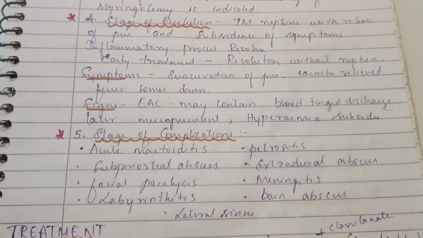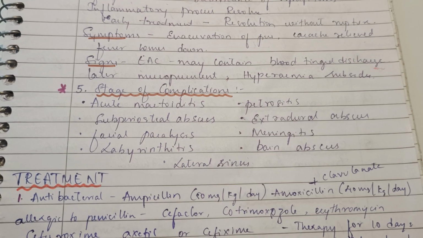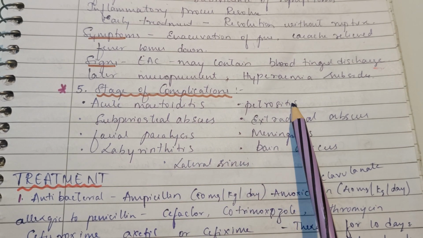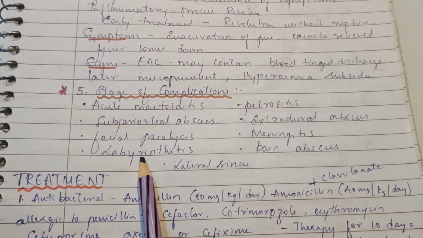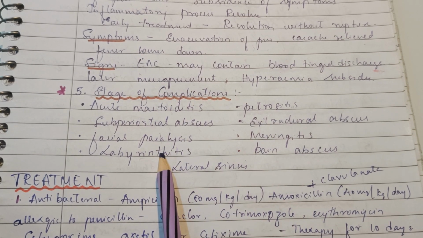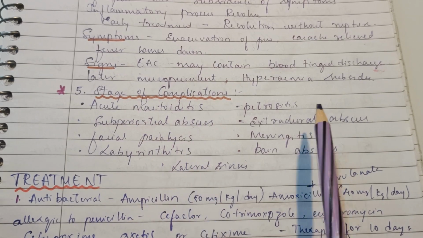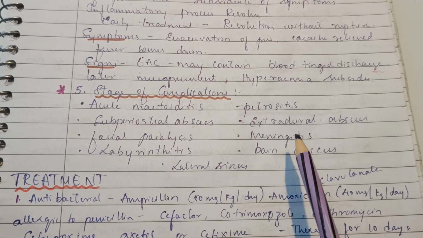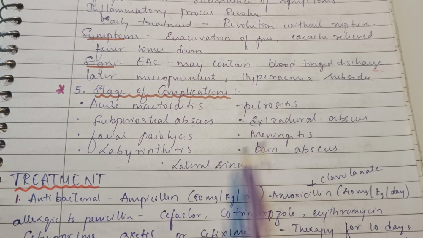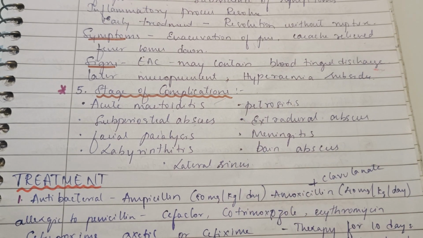So last stage we have stage of complication. So we have acute mastoiditis, petrositis, labyrinthitis, and facial paralysis. These are intratemporal complications. And you have subperiosteal abscess, extradural abscess, meningitis, brain abscess, and these are intracranial complications. We'll study in detail about stage of complications, more about acute mastoiditis in the next video. So just know what the complications are, remember a few.